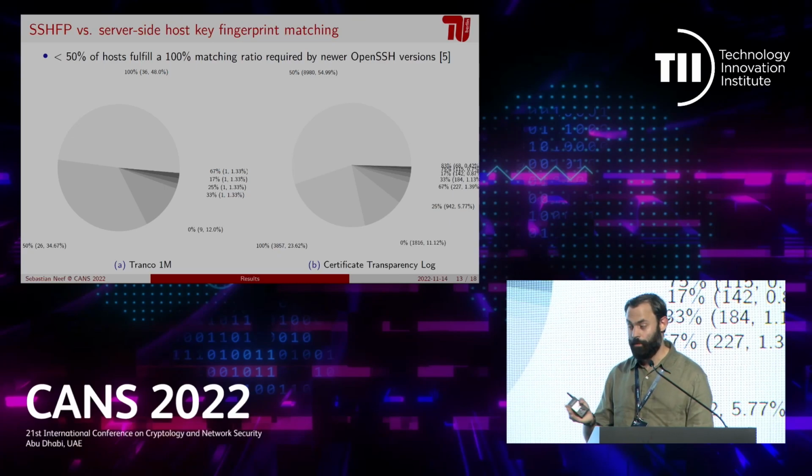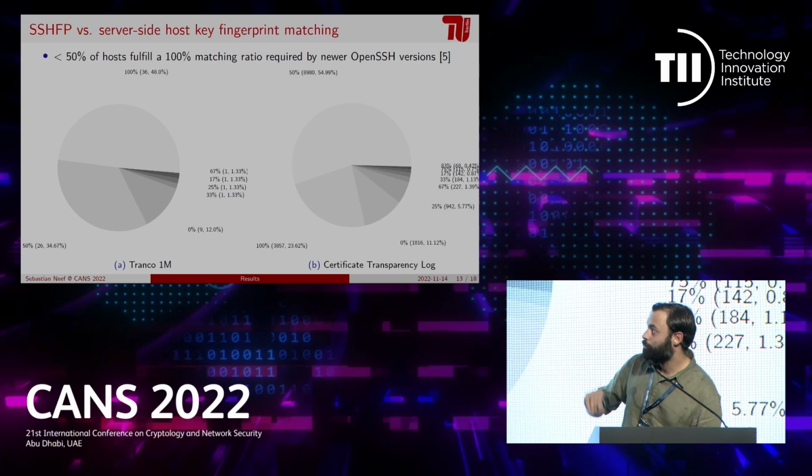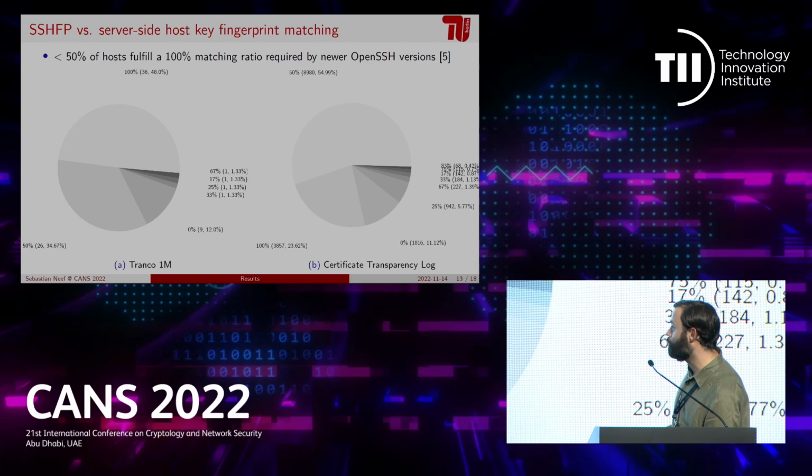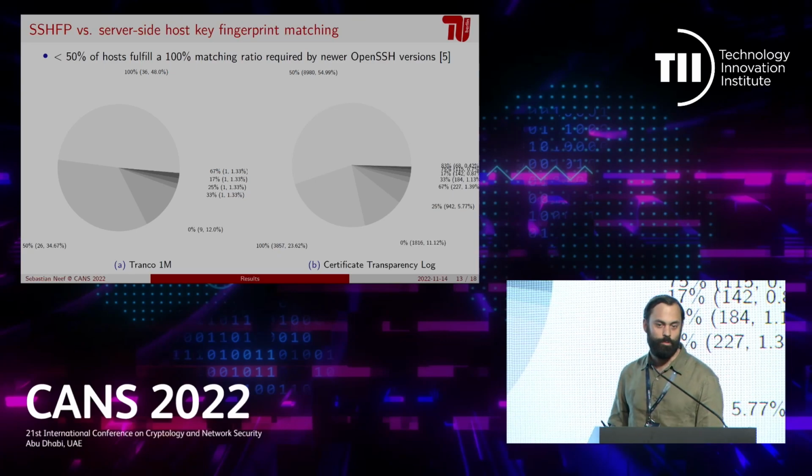So again, we can see for Tranco 1 million, we have 36 hosts, 84% with a 100% match. And then for the certificate transparency, we have only 23.6% of 100% matching rate. And the others are kind of in between. So this could be due to changing host keys on the server and not updating the DNS records, or forgetting to rotate the DNS records or the server-side keys.